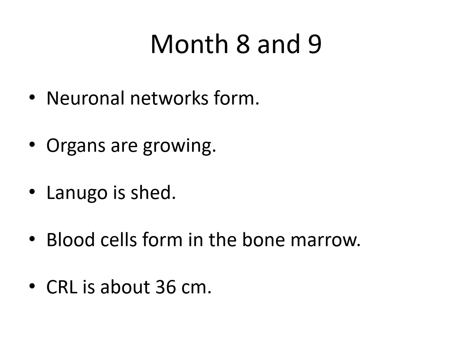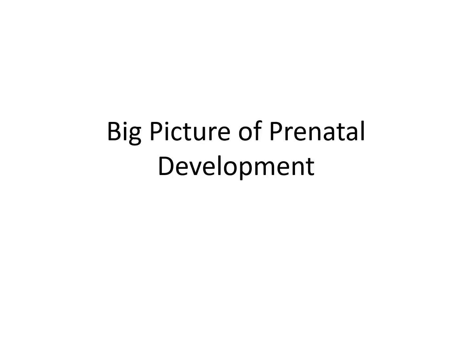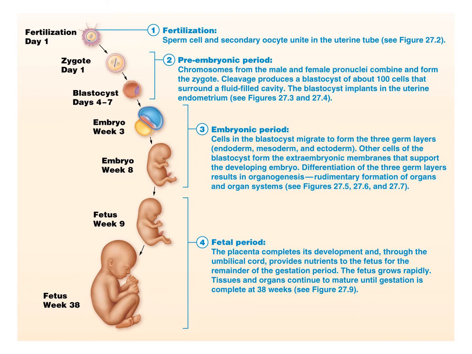By months 8 and 9, neuronal networks form, organs are growing, the nails are shed, blood cells form in the bone marrow, and the crown to rump length is about 36 centimeters. So it's still pretty tiny. So here's the big picture of prenatal development. Okay. So this incorporates everything we've talked about so far. We have the fertilization, the pre-embryonic period, the embryonic period, and the fetal period.